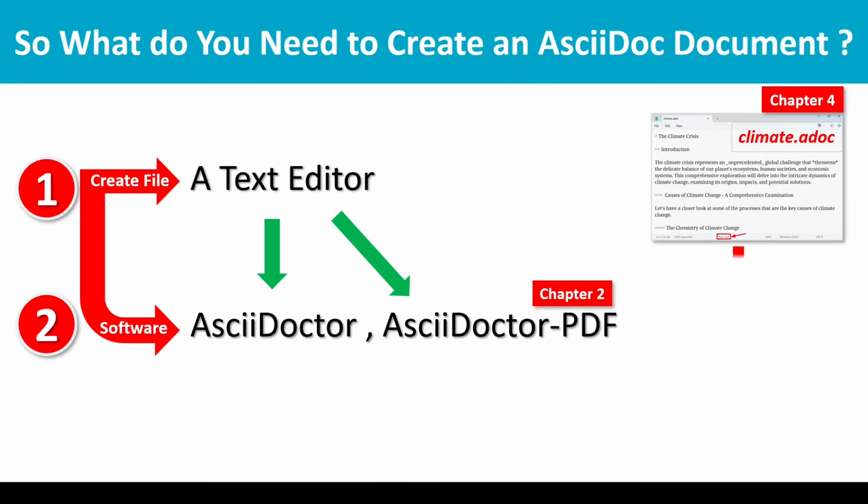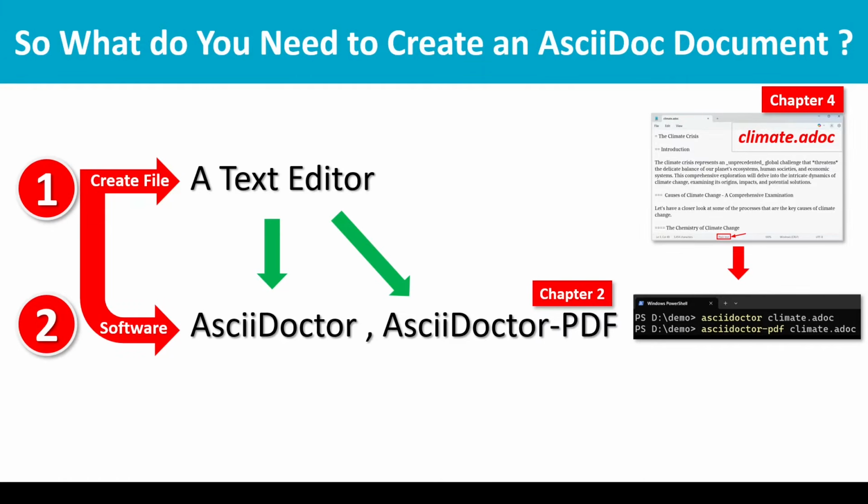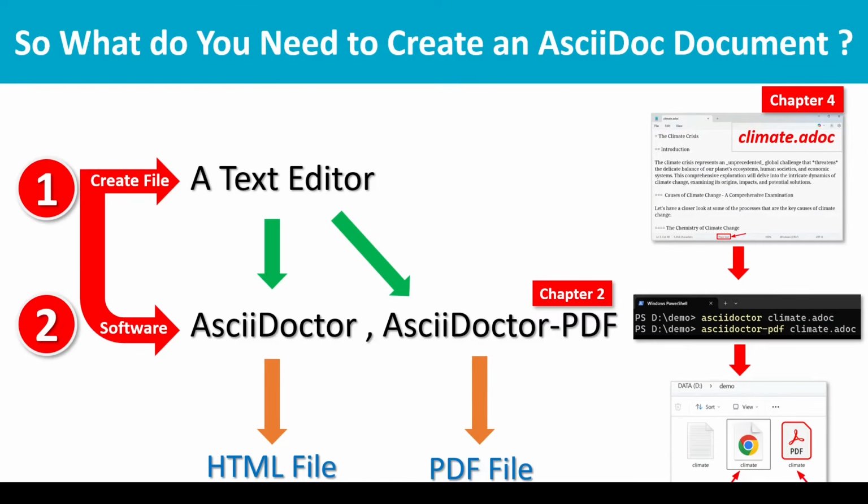In this particular case, as you can see, I have saved it as climate.adoc. Then in step 2, you just pass on this file to AsciiDoctor or AsciiDoctor-PDF. As you can see here, I've just opened a command window and passed on these files to AsciiDoctor and AsciiDoctor-PDF. And after processing, you get two files. One is an HTML file and one is a PDF file. They will appear in your folder as you can see on the screen. And then you can share these files with other people. The HTML file you can upload for online reading on your website, and you can also share the PDF file with other people. So this is the AsciiDoc document creation workflow in a nutshell.